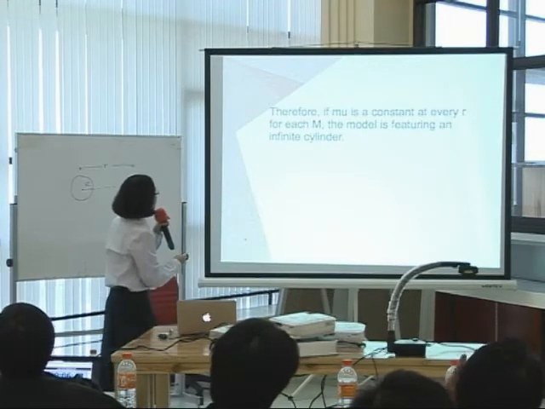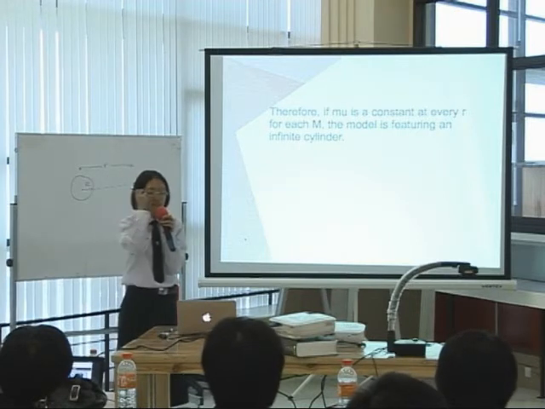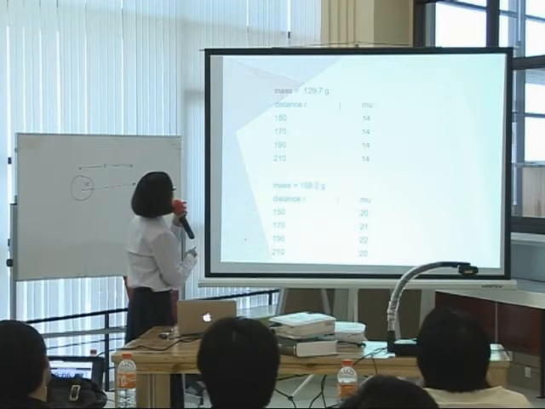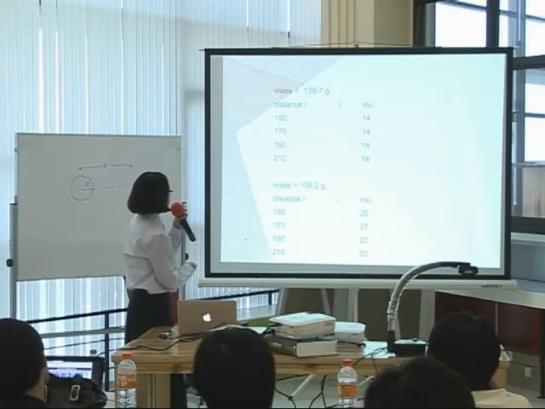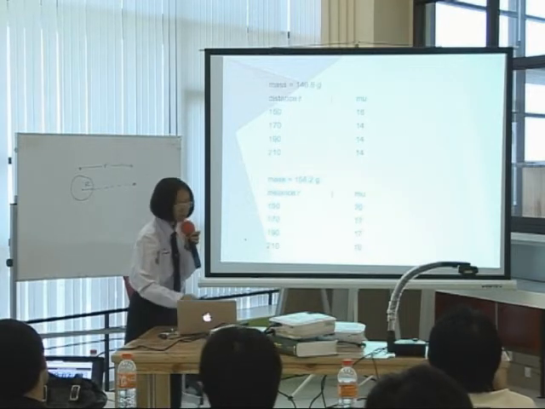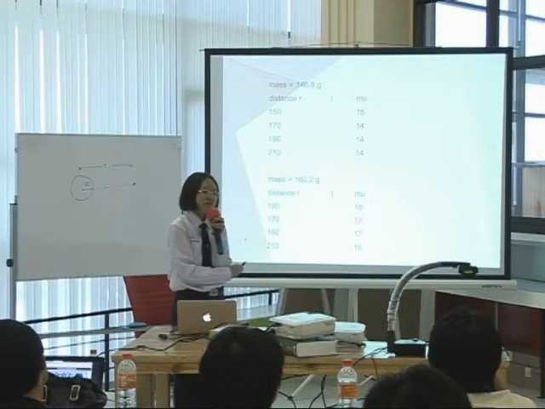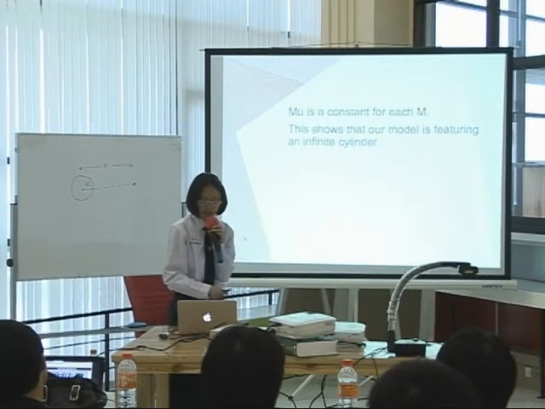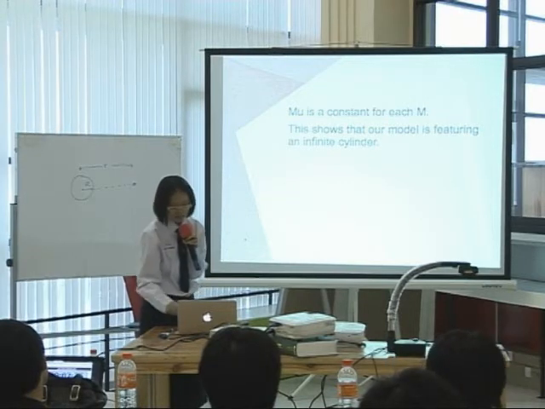It means that if mu is a constant at every r for each m, the model is featuring an infinite cylinder. Let's see if mu is a constant or not. These are my results. At distance r of the first mass, mu gives a value of 14. Same for the second one. There are some errors, but the values resemble each other. Same for the third and the fourth. This is kind of proof that mu is a constant. The mu being a constant is kind of showing that our model is featuring an infinite cylinder. Here, mu is a constant for each mass, so we are showing that it models an infinite cylinder.